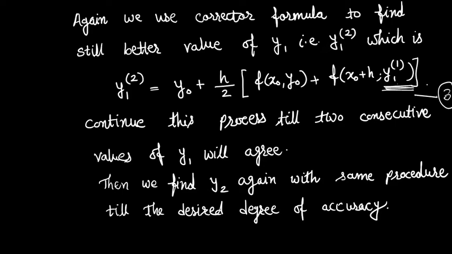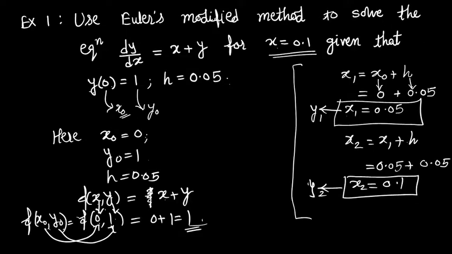Now we discuss a problem on this method. Use Euler's modified method to solve the equation dy by dx equal to x plus y for x equal to 0.1. You are given y of x naught equal to y naught, that means the x naught value is 0, the y naught value is 1, and h is given as 0.05.